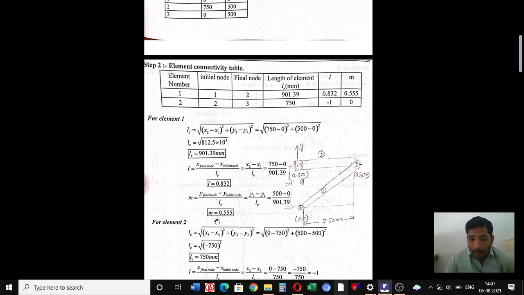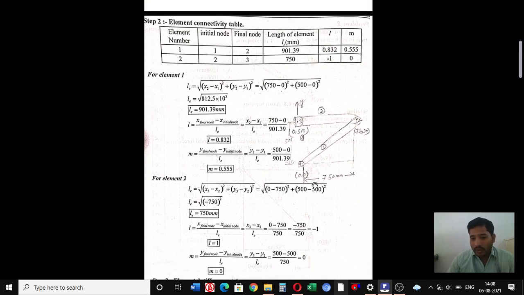After that, the same concept we need to follow for element number 2, using the same formula. If you join the second node to the third node, then only we will get element number 2. For that reason, we use the formula LE equal to the square root of x3 minus x2 whole square plus y3 minus y2 whole square. The x3 value is 0 and the x2 value is 750, so 0 minus 750 whole square, plus the y3 value 500 minus the y2 value, again 500, whole square. This cancels, the remaining is 750 whole square. If you cancel the square and root, you will get 750 mm.